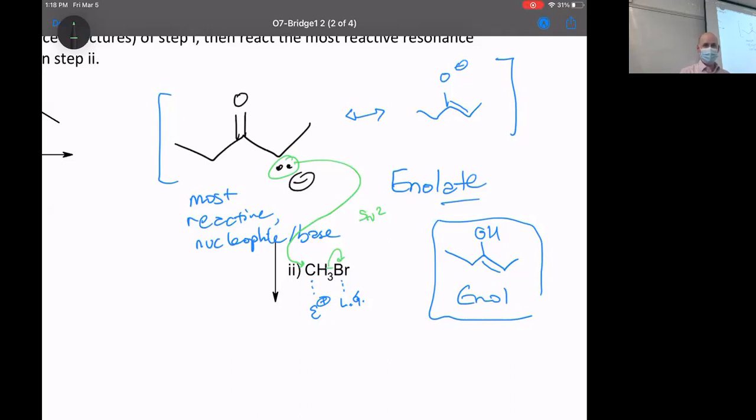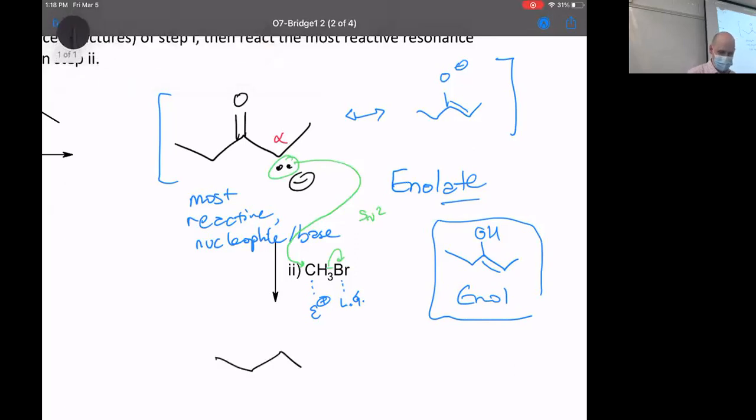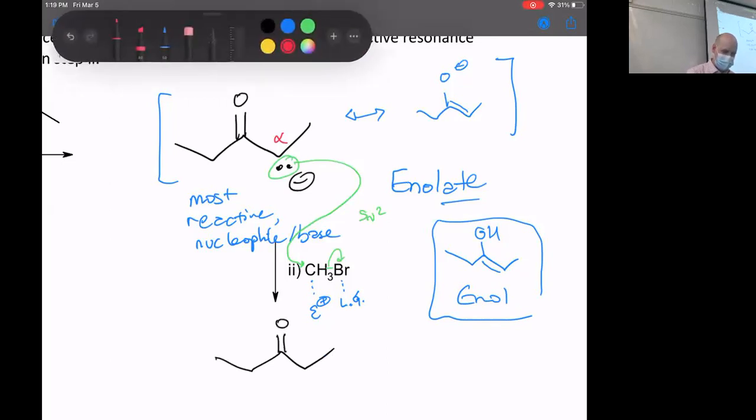So what would our final product look like? Letitia, what would our final product look like here? We've made a new bond between whom and whom? Yeah, we've attached our CH3 at that alpha carbon. So I'll go ahead and label this again. This was our alpha carbon. It became a nucleophile, and then we attached a CH3 to it. So in our final product, we would have all of this stuff, and at the alpha carbon that was the nucleophile, we attached it to a CH3.